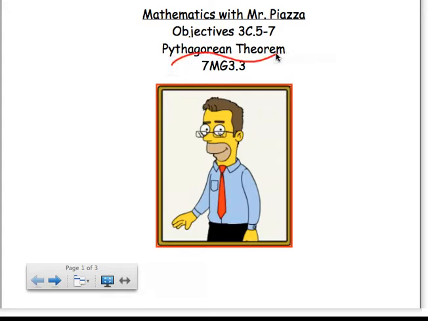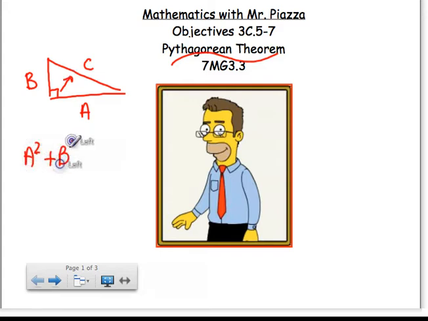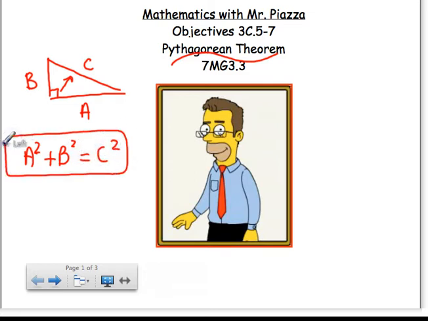Pythagoras was a Greek mathematician who discovered this relationship between the sides of a right triangle: if you know the length of one leg and you know the length of the other leg, the length of the hypotenuse squared is always the sum of the squares of the legs. So if you take a squared and add that to b squared, it's going to equal c squared. And that's what the Pythagorean theorem states.